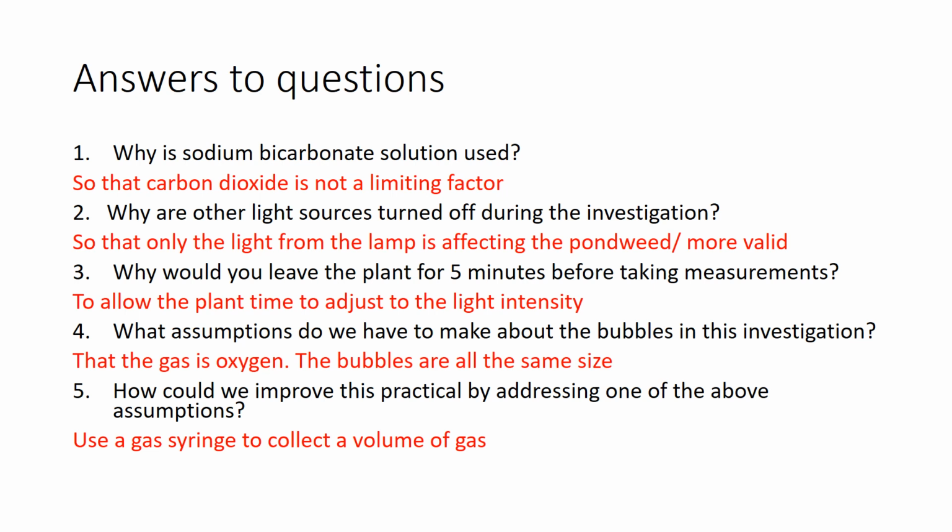So that leads to question number 5. How could we improve this practical by addressing one of the above assumptions? We could use a gas syringe, and that would actually collect a volume of gas as opposed to the number of bubbles that have been produced. Gas syringes you should be familiar with from chemistry. We use these to measure a volume of gas.